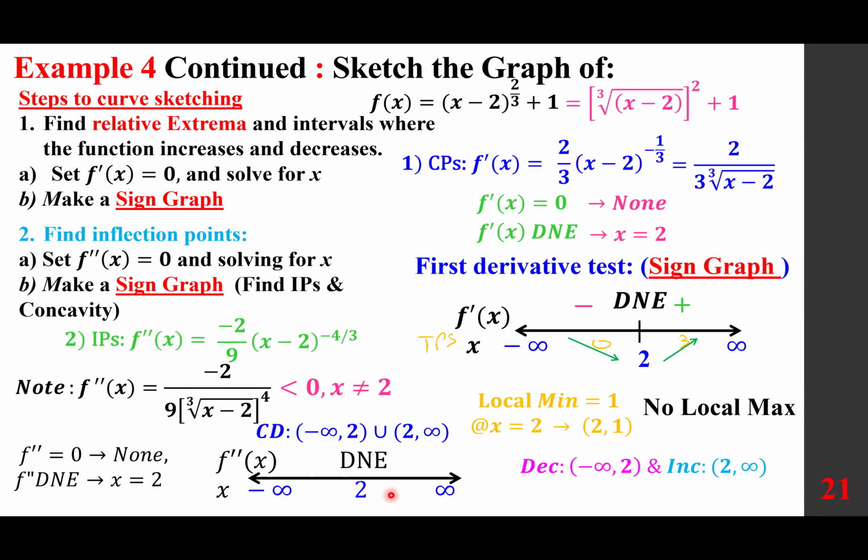To the right of 2, for example, 3, the same thing, this makes it negative. So you get to the same result. Again, if you don't recognize this, you may go with the sign graph. So now we want to graph this, and we haven't got the intercepts. We want to find the intercepts too.